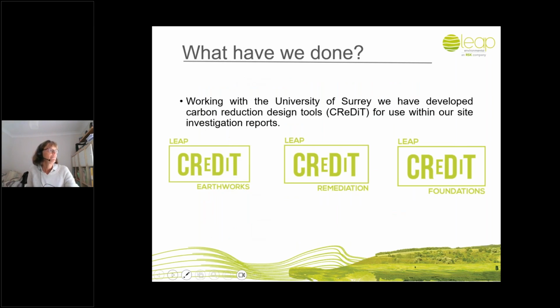I said we're working with the University of Surrey. I was an academic at the University of Surrey, and we started with a very small project, the CReDiT Foundation, which was a quick project comparing which was better, piled or strip foundations in terms of carbon. That little project just grew massively, and then I got funding for a project to look at remediation, which is more my background. Brownfield development is my area of interest. And so we developed the CReDiT remediation project.